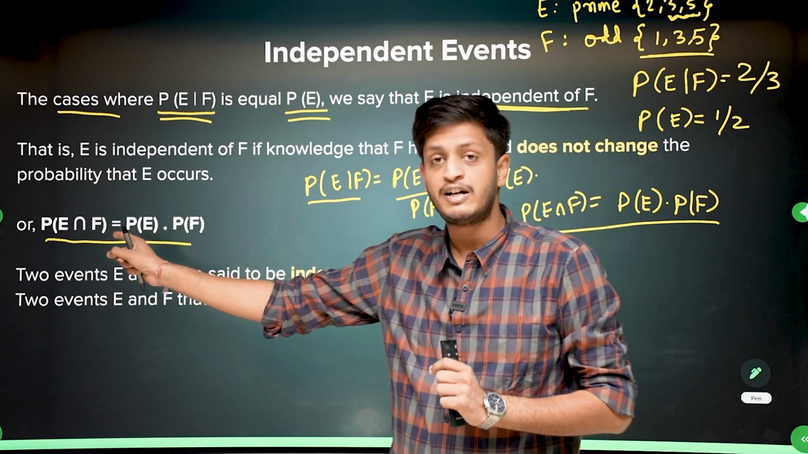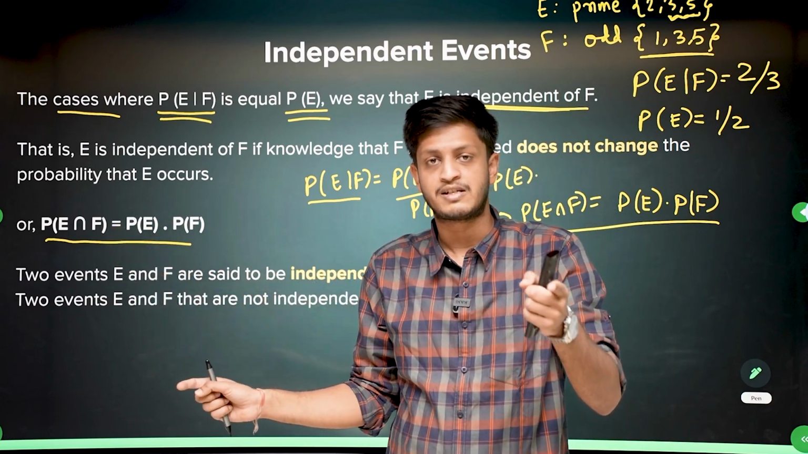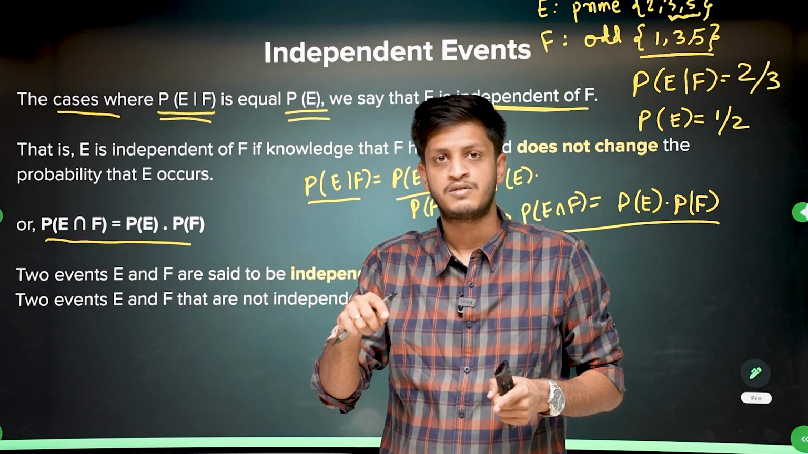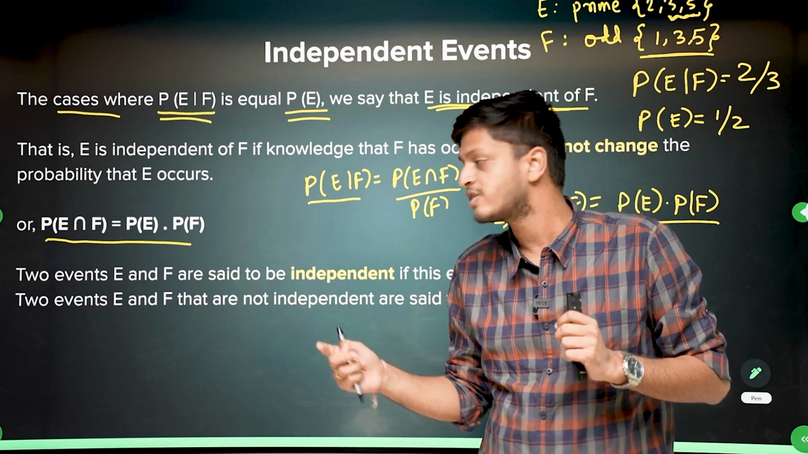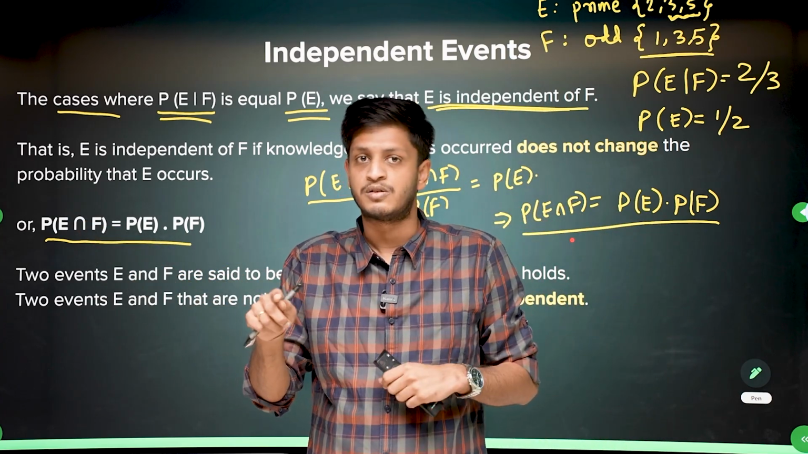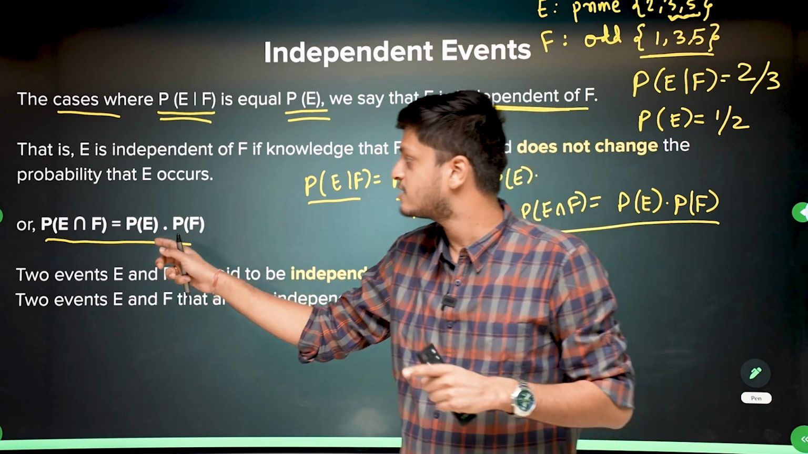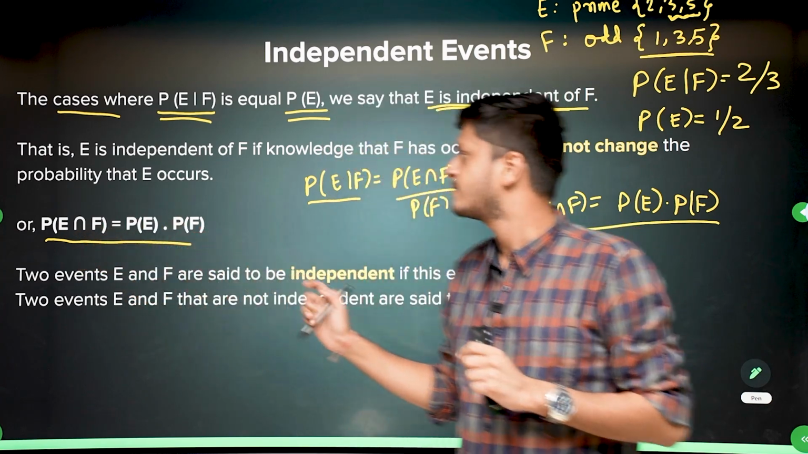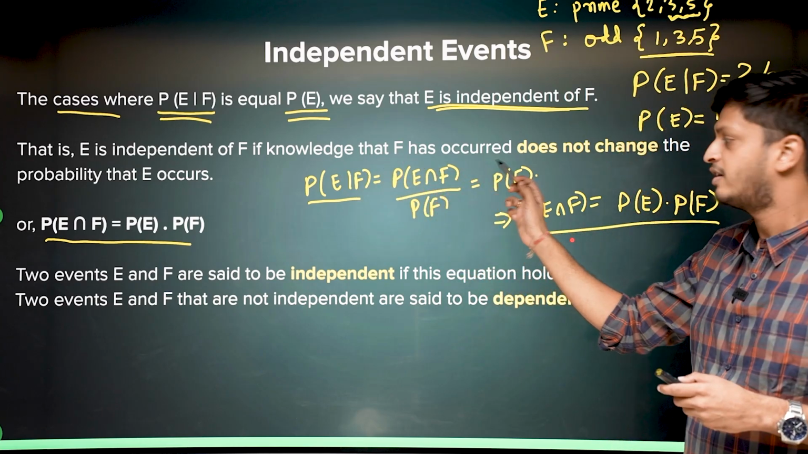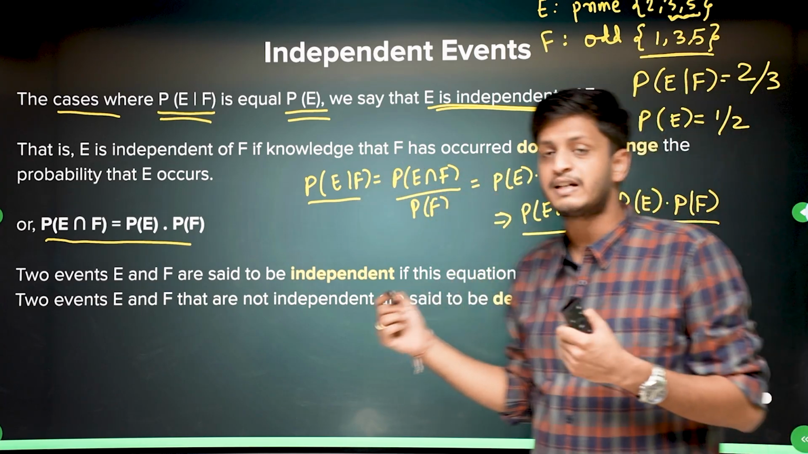See, it is different from mutually exclusive events. In mutually exclusive events, the probability of intersection is 0. Right? If two events are mutually exclusive, their intersection has nothing in it, so the probability of the intersection becomes 0. But here it is not 0, here it is a product of the individual probabilities. So E is independent of F if the knowledge that F has occurred does not change the probability that E occurs.